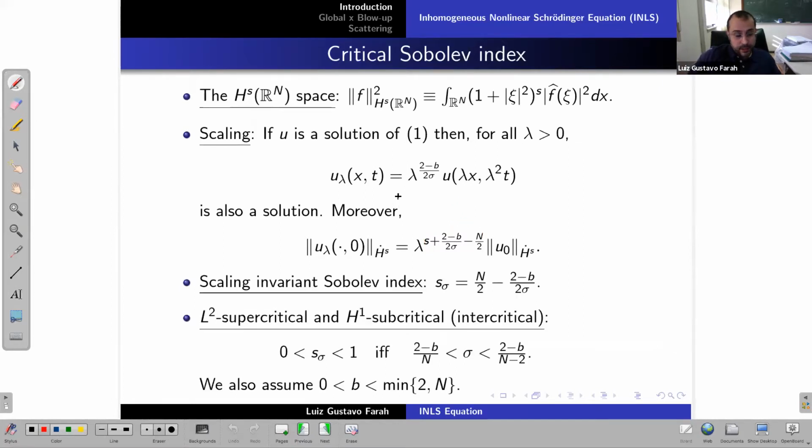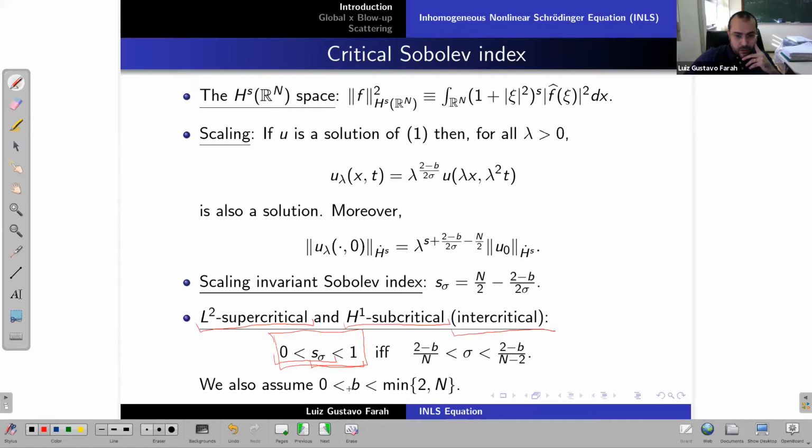And then we are interested in the case where this critical index is between 0 and 1. If this critical index is greater than 0, then we call the equation L2 supercritical. And if this critical index is below 1, then we call the equation H1 critical. So the intercritical case will be where we have both conditions here. Of course, you can rewrite this condition in terms of sigma. If s_c is between 0 and 1, you can compute and get that sigma is between these two values: (2 minus b) over n and (2 minus b) over (n minus 2).